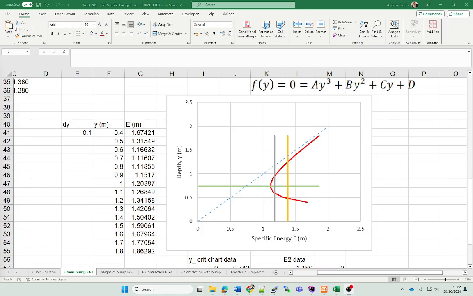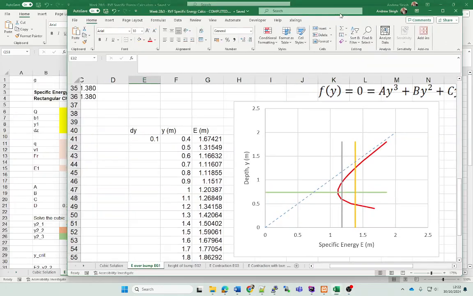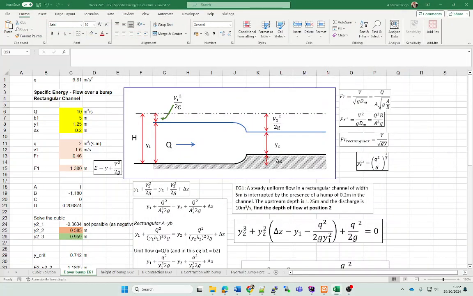Okay, we're going to look at drawing the energy curve on your spreadsheet, and we're going to look at it for the second tab on the week 2 and 3 rapidly varied flow specific energy calc. So E over a bump, EG1 specific energy curve. This is it completed. I'm going to start off with a blank screen so we can see how we get all the lines from the results in the spreadsheet. So I'll take that away.